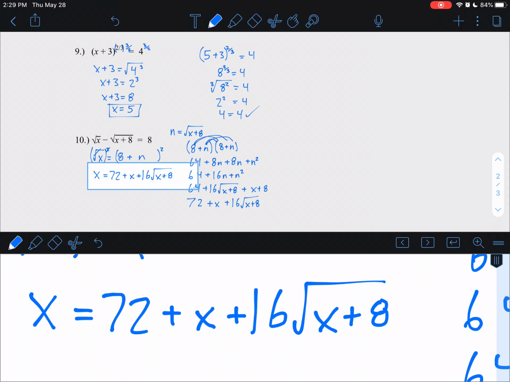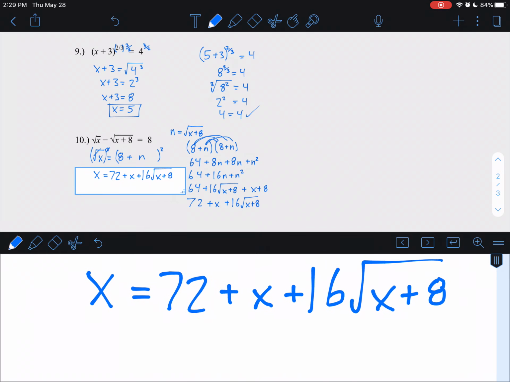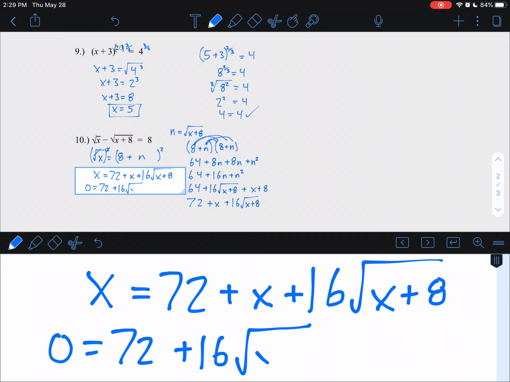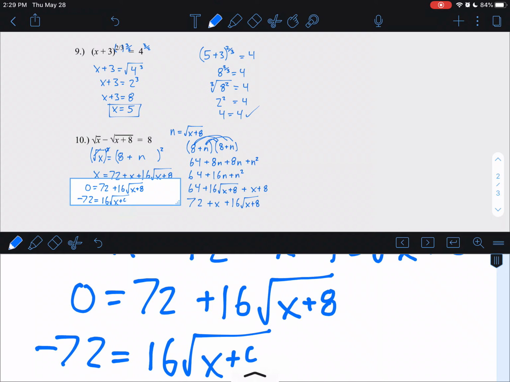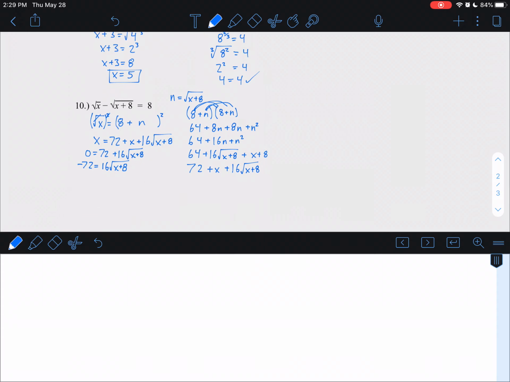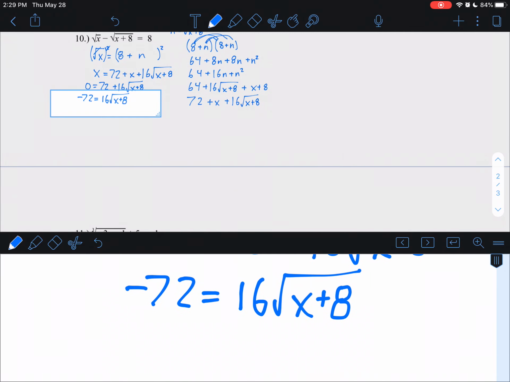So now, my next step is going to be to subtract x from both sides. So when I do that, I get 0 equals 72 plus 16 square root of x plus 8. Then I'm going to subtract 72 from both sides. So negative 72 equals 16 times the square root of x plus 8. And now I'm going to divide both sides by 16 to get that radical all by itself.